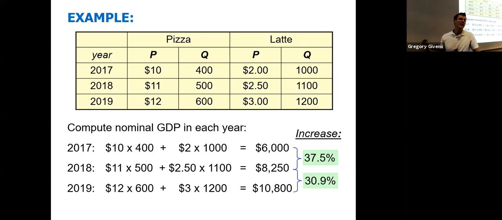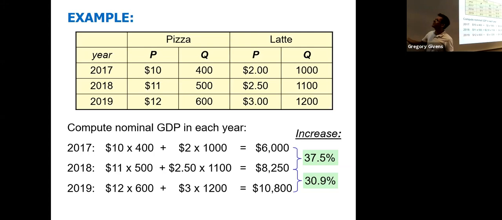But that growth in nominal GDP reflects two things. That's the point of this simple little exercise. This 37 and 31% increase in GDP reflects growth in two things. Well, one, we are actually producing more of both goods over time, right?